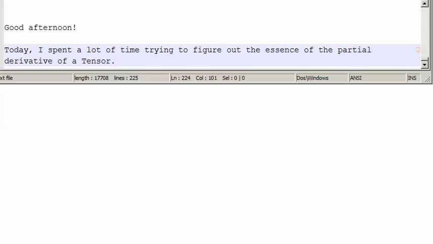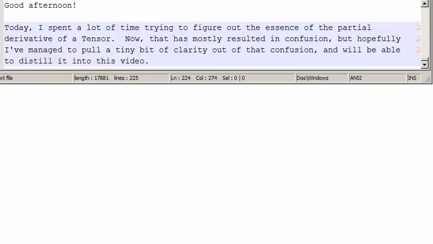Good afternoon. Today I spent a lot of time trying to figure out the essence of the partial derivative of a tensor. Now that has mostly resulted in confusion, but hopefully I've managed to pull a tiny bit of clarity out of that confusion and we'll be able to distill it into this video.